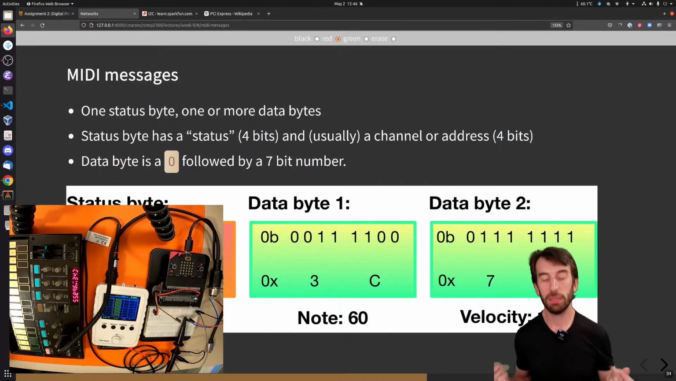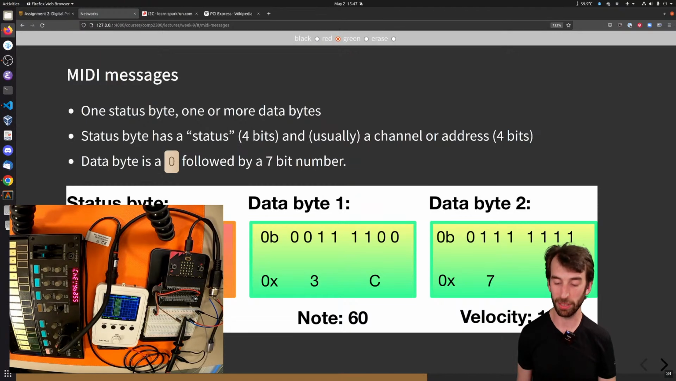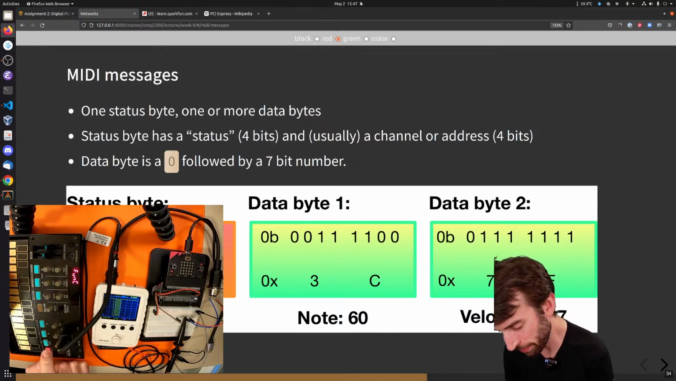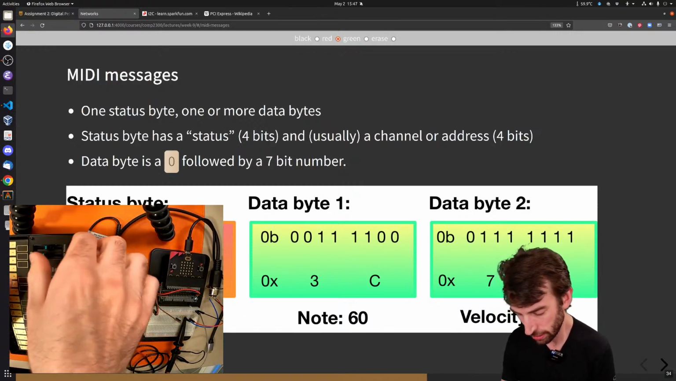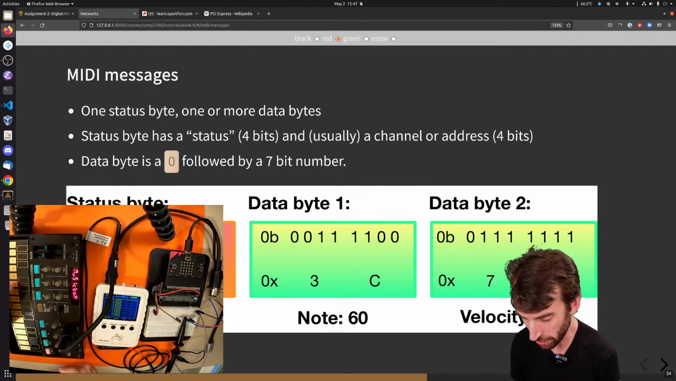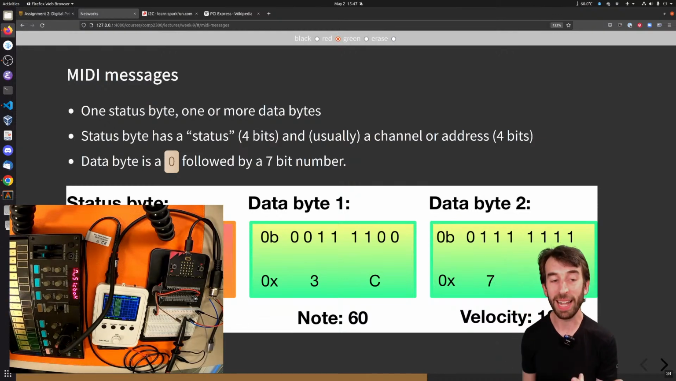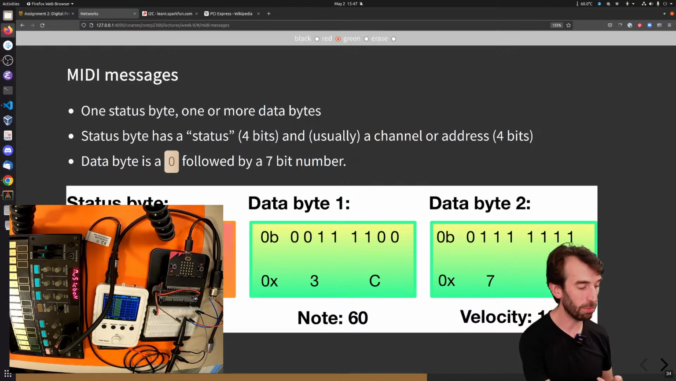So the thing with MIDI is that you have 3 bytes in one message. If you hit down one key on the synthesizer, make this one work. That's a bit boring, isn't it? This one's nice, music box. 3 bytes. One is a status byte, telling it what kind of message.